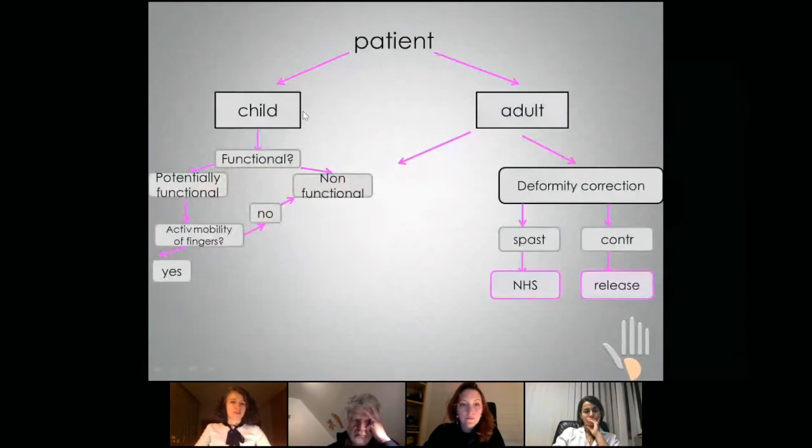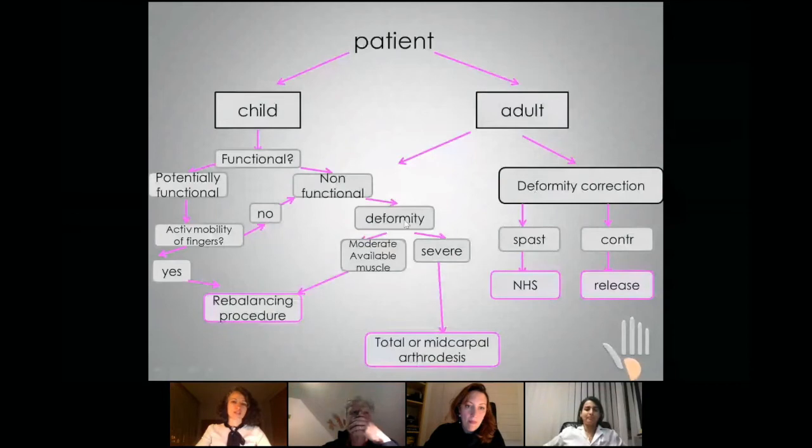For the children, we will check if the hand is functional or not. If we have a potentially functional hand, we check if the fingers are active. If the fingers are not active, we go back to a non-functional hand, like for the adults. And in those cases, we check the deformity.